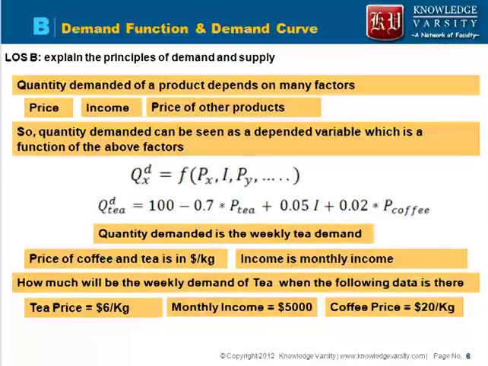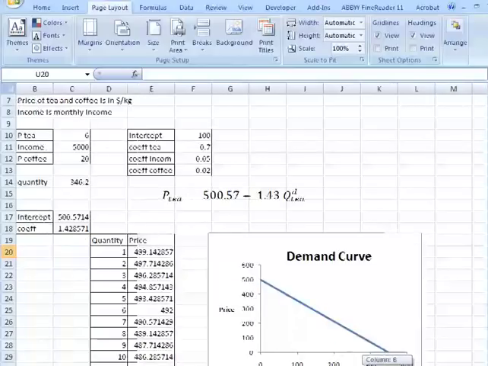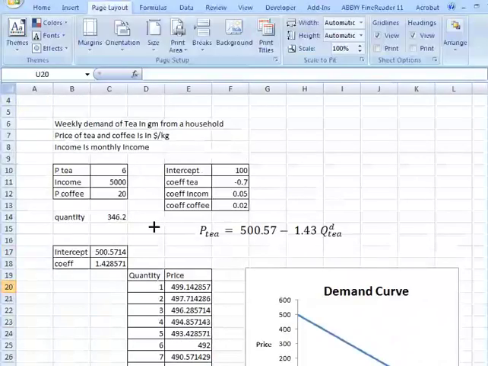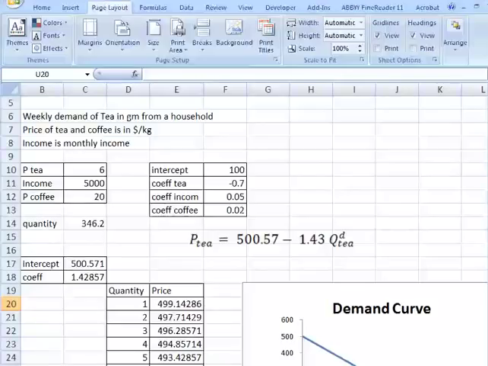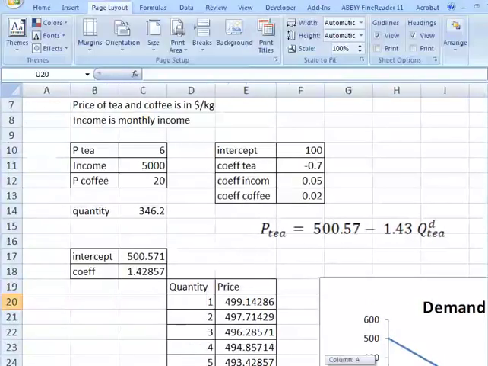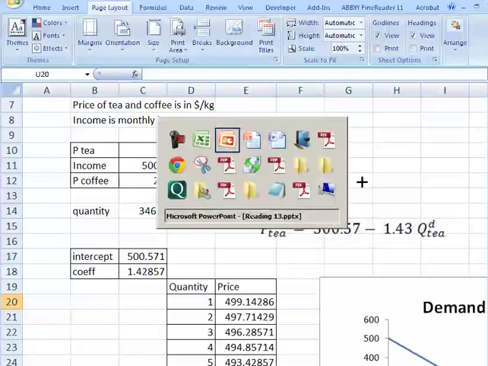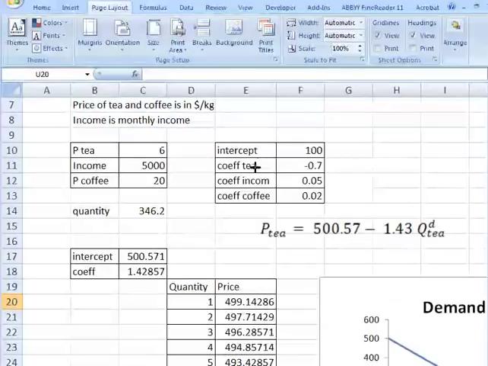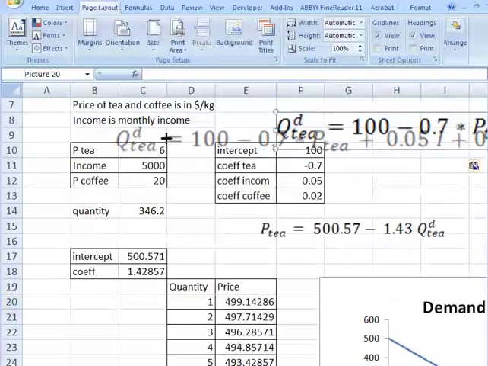In our Excel sheet we have the weekly demand of tea from a household, and let us try to understand how we have constructed this Excel, even though it is not important, just to get an idea. The price of tea is 6, the income is 5,000, and the price of coffee is 20. And we have the equation that we had earlier. So this is our equation.